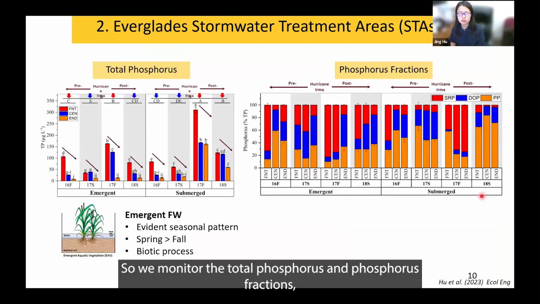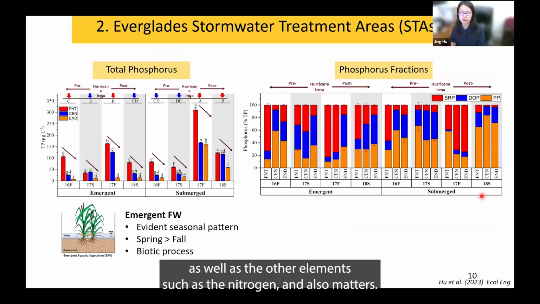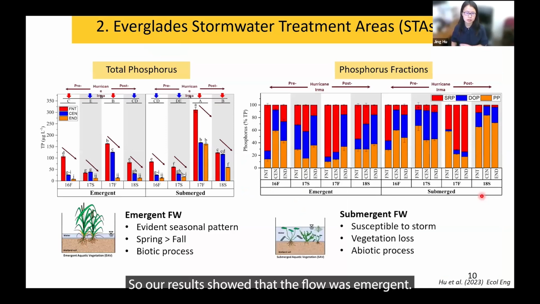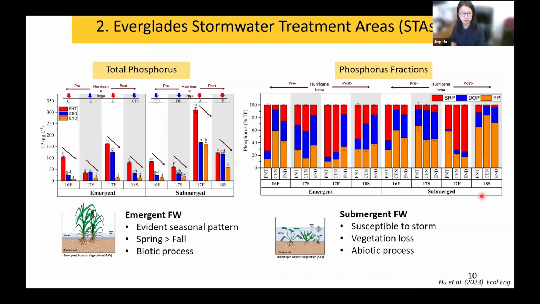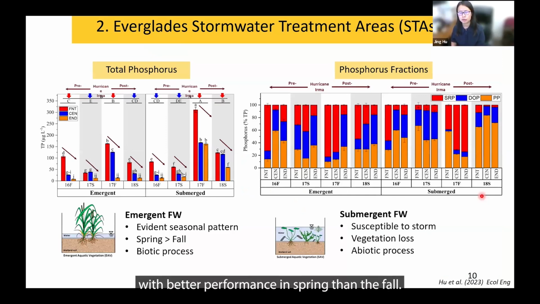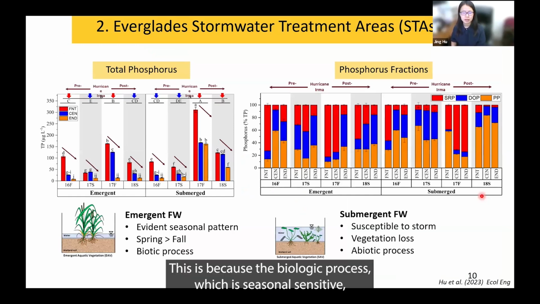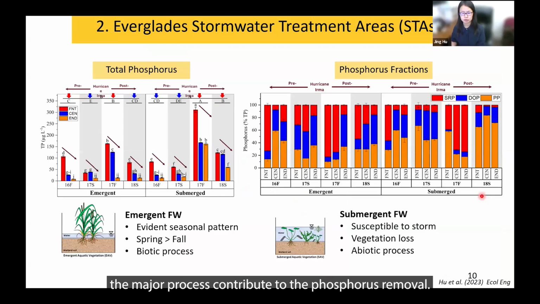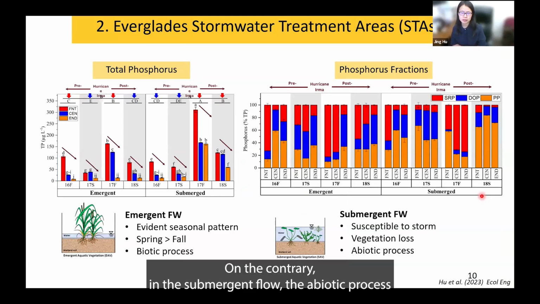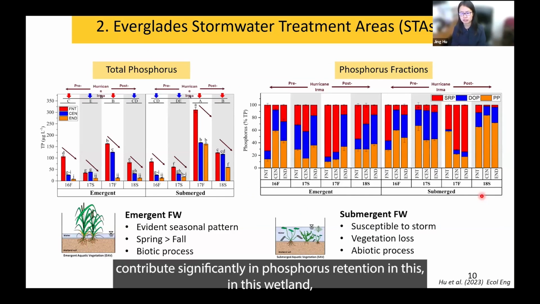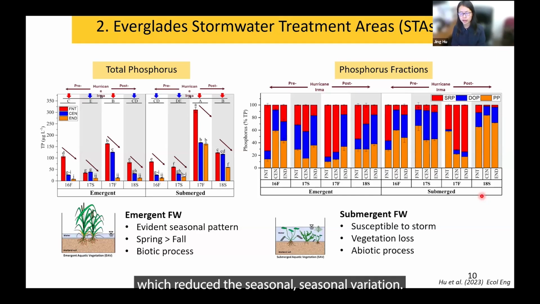We monitored total phosphorus and phosphorus fractions, as well as other elements such as nitrogen and also matters. Our results showed that the flowway with emergent vegetation showed an evident seasonal pattern, with better performance in spring than fall. This is because the biologic process, which is seasonally sensitive, is the major process contributing to phosphorus removal. On the contrary, in the submergent flowway, the abiotic process contributes significantly to phosphorus retention in this wetland, which reduces the seasonal variation.